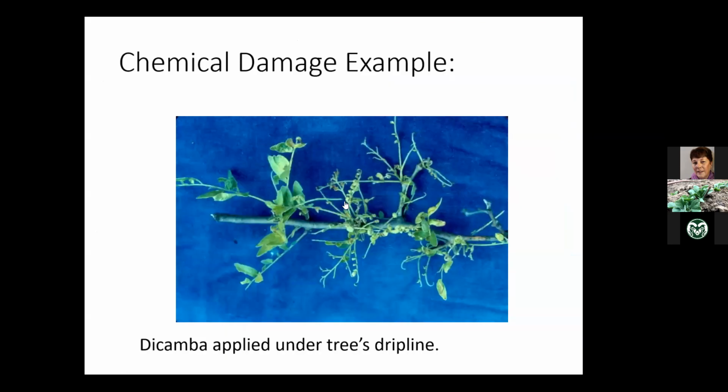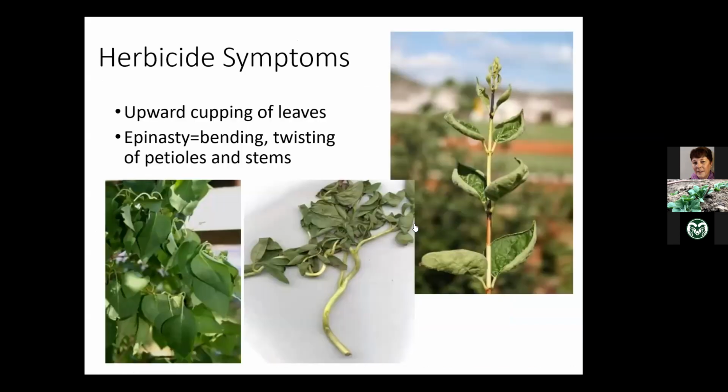Other times you might see things that look like this, where these are the leaves that are coming out. This was actually dicamba again that was applied under a tree's drip line, and so it was taken up by the plant and caused damage to the newly forming leaves. Sometimes we will see upward cupping of the leaves. Sometimes we'll see twisting or epinasty of the petioles and stems on the leaves. Like this lilac right here, it's not very distinctive for this epinasty associated with this, but again, it can be. So, you know, we're looking at things that look like this.